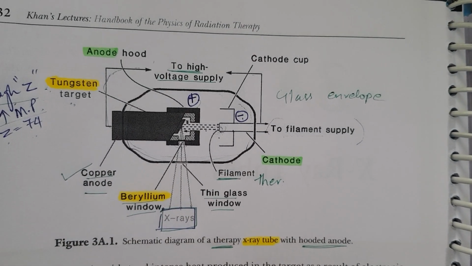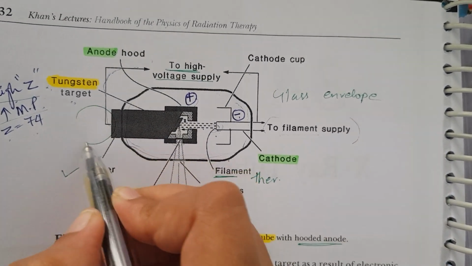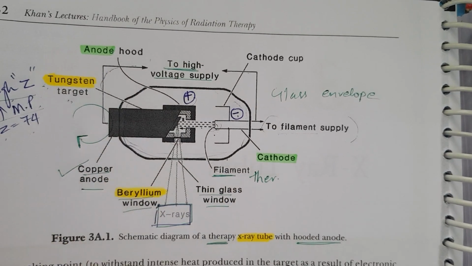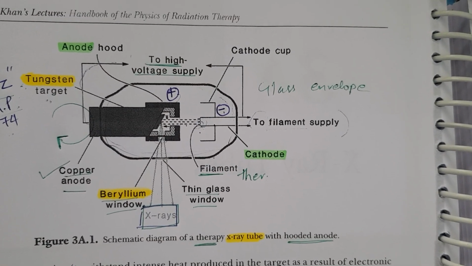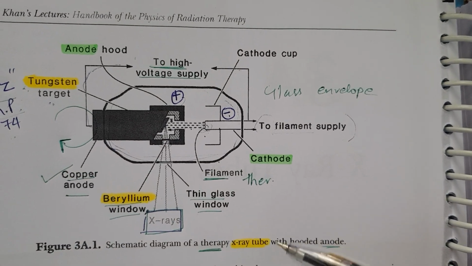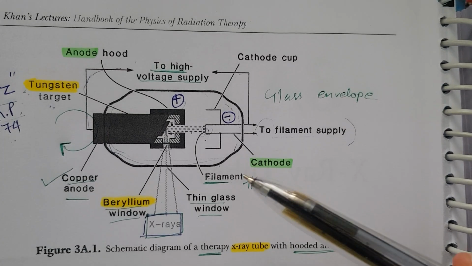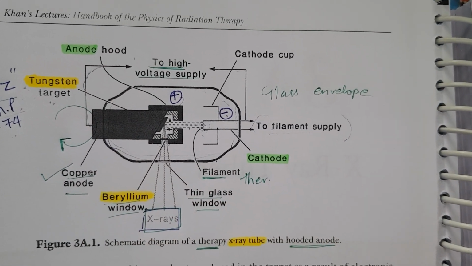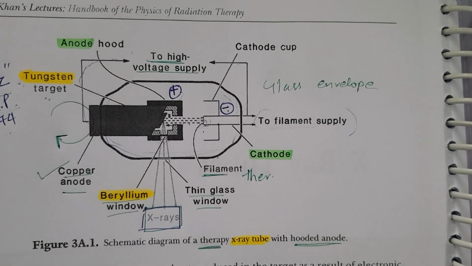Now what's the difference for a diagnostic X-ray tube? A diagnostic X-ray tube will have a rotating anode. The rotating anode is for the diagnostic X-ray tubes. So it will also have cooling water lines, an air fan, and an oil reservoir surrounding the tube for cooling, as well as for electrical insulation.